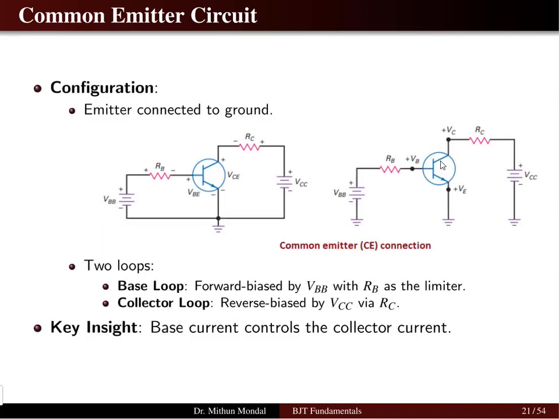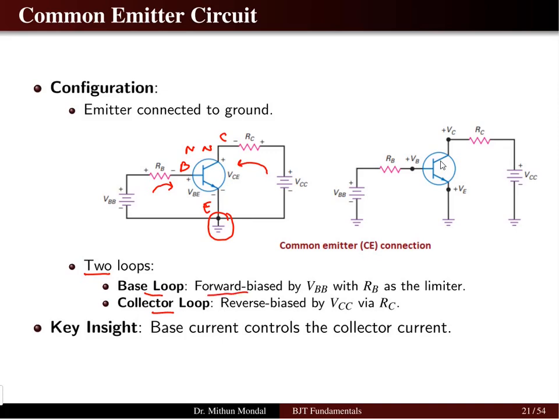So the common emitter circuit, if we see, has an NPN transistor where the emitter is grounded. The emitter is common to the base and the collector. So we have two important loops. One is the base loop, and the other is the collector loop.